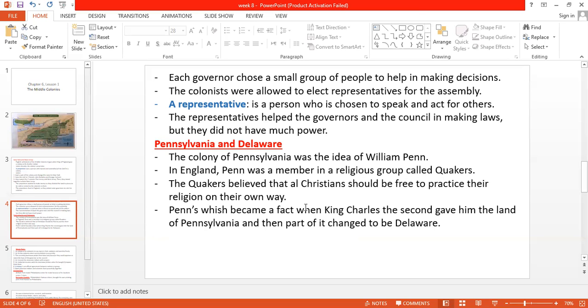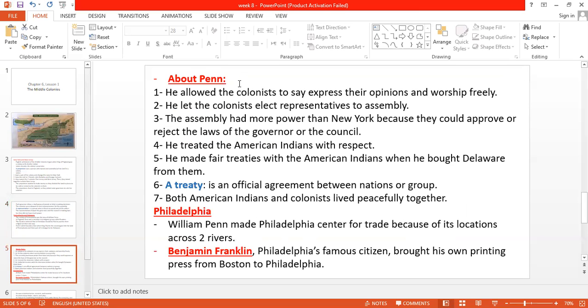Okay? And William Penn's wishes and dreams finally became a fact: to take the colony of Pennsylvania and move all the Christians who wanted to practice their religion freely. So Penn's wish became a fact when King Charles II gave him the land of Pennsylvania, and then he made a part of Pennsylvania to be Delaware. Okay.